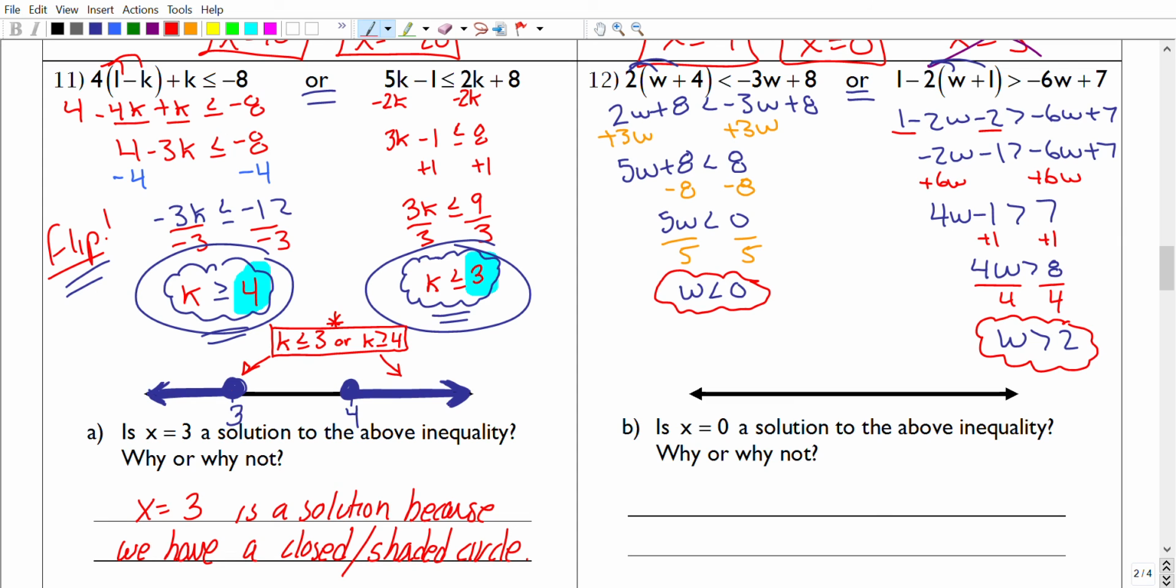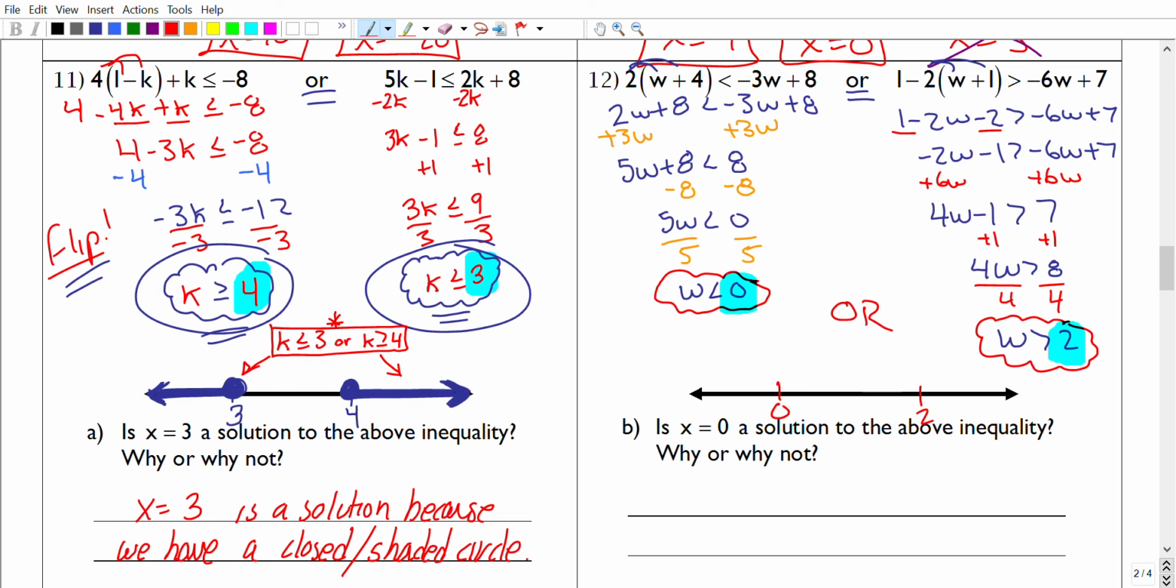Okay? Now, the smaller value I can see is already on the left, and the greater value is on the right, so there's no need to rewrite this one. I'm actually going to go straight to writing an OR. So it's w is less than or equal to 0, or w is greater than 2. And I think by accident I said w is less than or equal to 0.